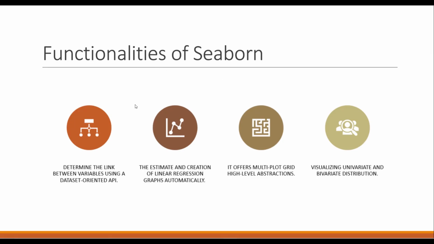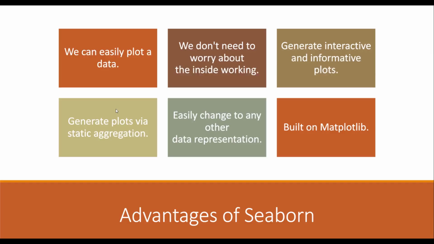So the first feature of the Seaborn library is it determines the link between variables using a dataset oriented API. The next one is the estimate and the creation of the linear regression graphs are done automatically with the help of this library. This library also offers a multi-plot grid, high level abstractions, and it also has a feature for visualizing univariate and bivariate distribution. So now we will discuss some of the advantages of this library.